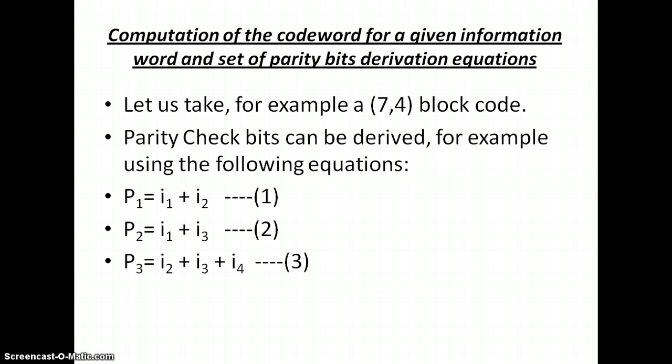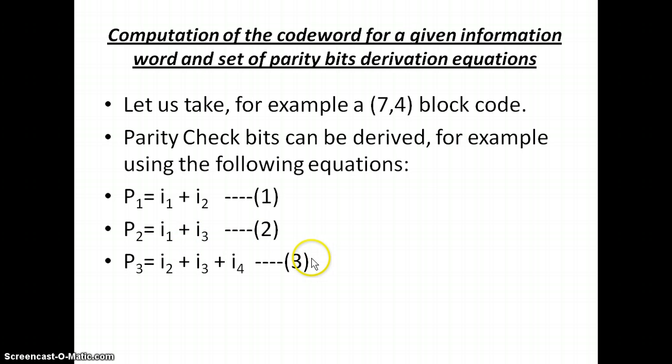We now proceed to the computation of code words for a given information word and a set of parity bits deriving equations. Let us take, for example, a 7-4 block code where parity check bits can be derived from the following equations. Equation 1 is for the parity check bit 1. This is the equation. Equation 2 is for the parity check bit 2, P2, that is I1 plus I3. Information bit 1 and information bit 3 are modulo 2 added to produce this parity bit.